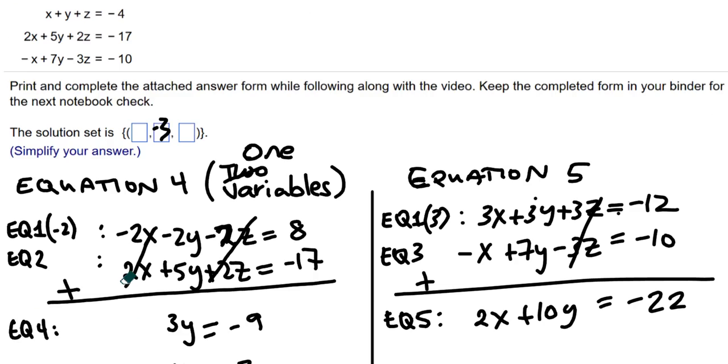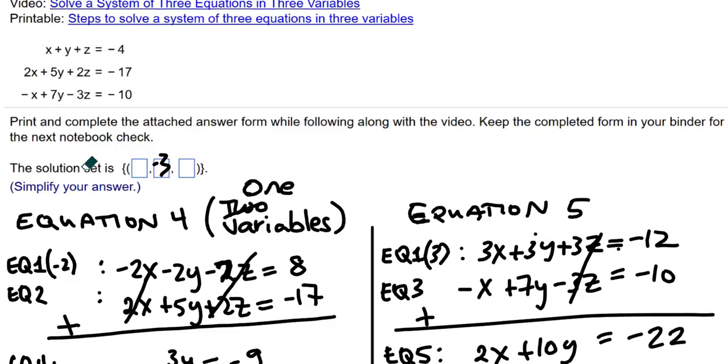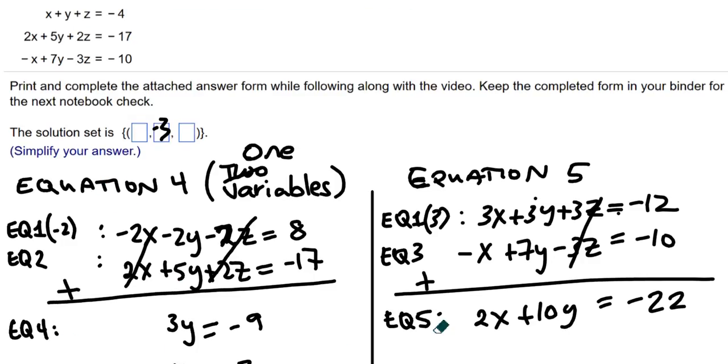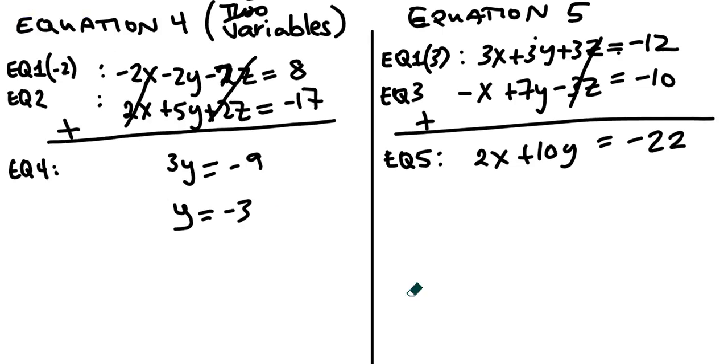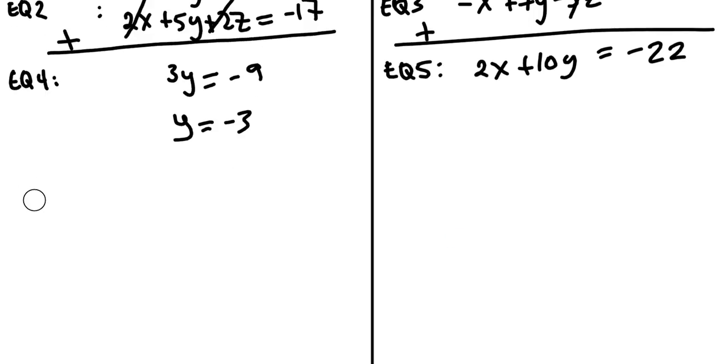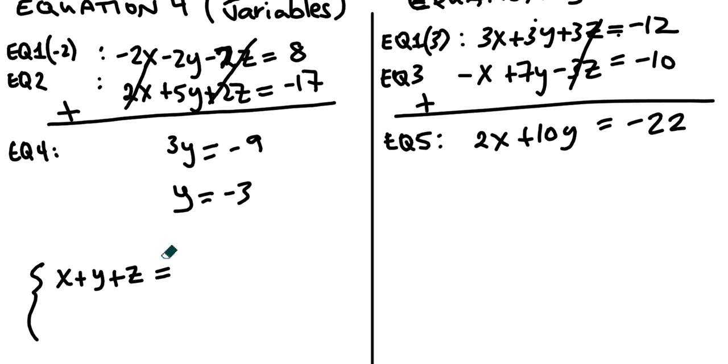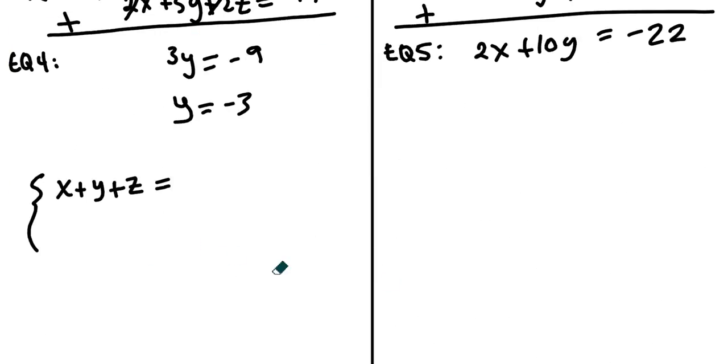So my original equations up here, I'm just going to start by writing a new system of 3 equations using equation 4, equation 5, and then one other of my originals. I will use the top one since it's the most simple one. So now I have a new system of equations, x plus y plus z equals -4, have to check. And then I have y equals -3, and equation 5, 2x plus 10y equals -22.